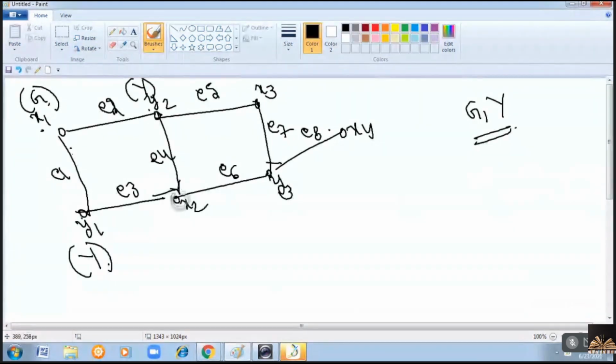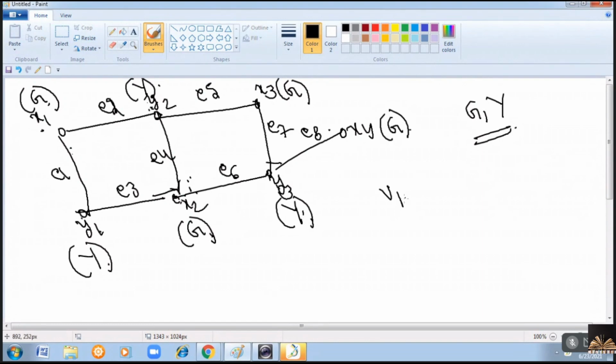Now this x2 is adjacent to y1, so it should not be colored with yellow. It should be colored with green. Same thing, it is adjacent to yellow y2. As y2 is colored with yellow, x2 should be colored with green. Now y3 should be colored with yellow. Why? Because here we have green. Now here we have yellow, so x3 should be colored with green. Here we have yellow, so x4 should be colored with green.